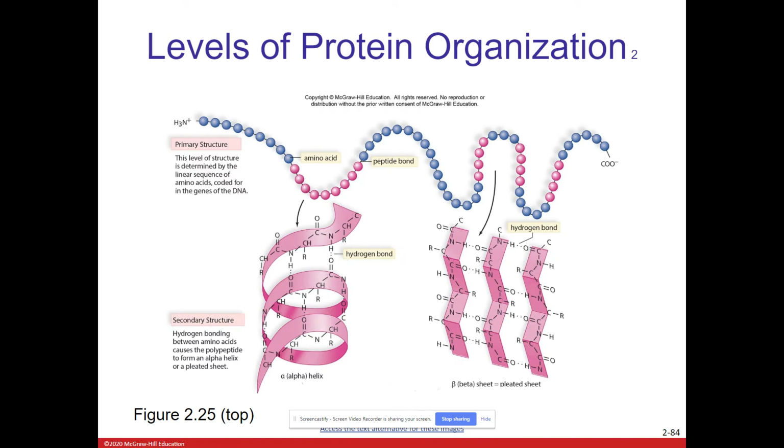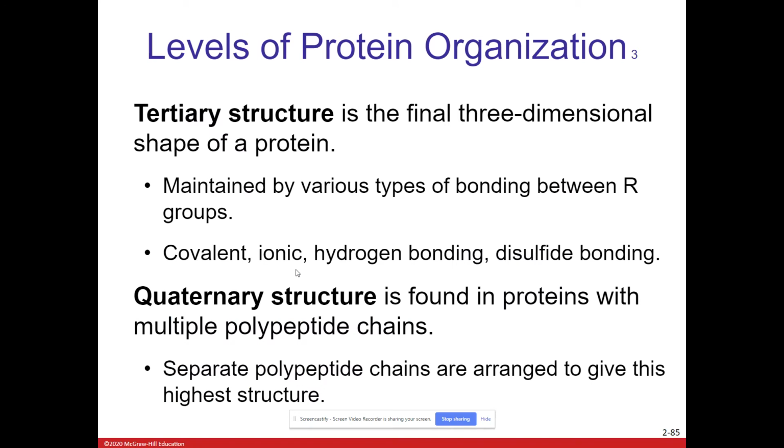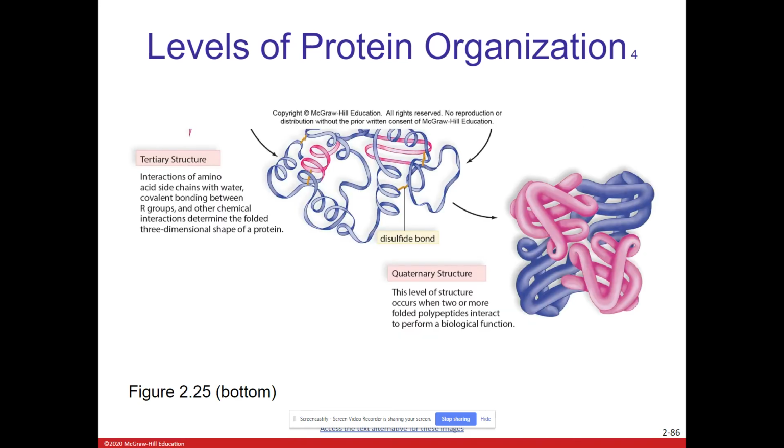So you can see that these are the amino acids in this little chain right here, connected by these peptide bonds, and this is the primary structure. The secondary structure is where these amino acids start to bond with each other, okay? Then there's tertiary structure, which is that final three-dimensional shape of a protein. And it's maintained by more of the bonding between those R groups, whether it be covalent, ionic, hydrogen bonding, or even some disulfide bonding, which we didn't talk about. And then there's quaternary structures, and that's basically where you have multiple proteins stuck together. So here's the tertiary structure, where even though we have the alpha helixes and the beta sheets, they're even more linked together. And then the quaternary structure is those polypeptides that are linked together.